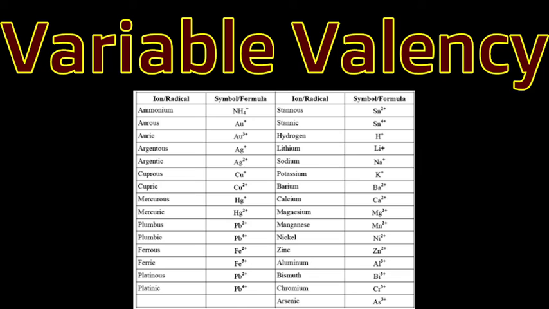Now, variable valency. Some elements exhibit variable valency. For example, iron has valencies of 2 and 3. The suffix "ous" is used to indicate the lower valency and the suffix "ic" is used to indicate the higher valency. Non-metals such as nitrogen, phosphorus, and sulfur also exhibit variable valencies. Nitrogen has valencies of 3 and 5, phosphorus has valencies of 3 or 5, and sulfur has valencies of 2, 4, or 6.